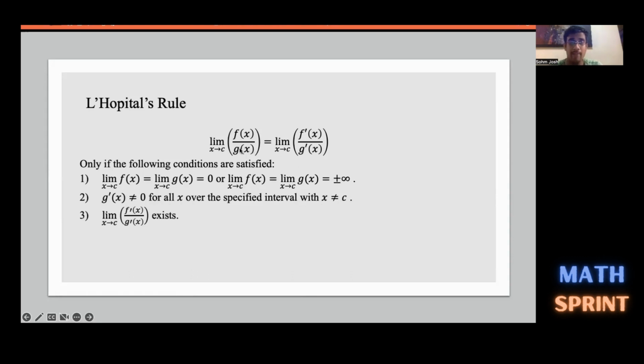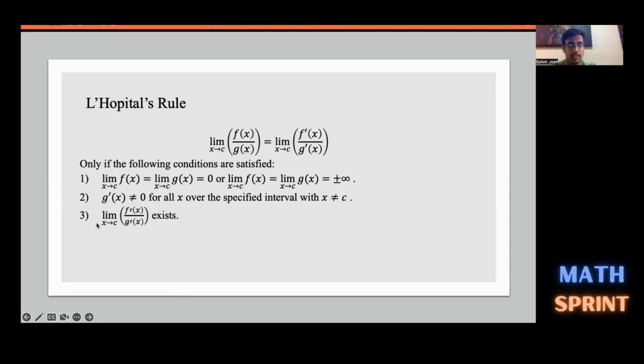So that means essentially that g of x cannot be some constant value. It has to be a function in terms of x. It can't be a constant, because if it's a constant, then when you differentiate it, it becomes 0. g dash of x becomes 0, and you can't exactly divide by 0 if you want to get real values. So that should be understood.